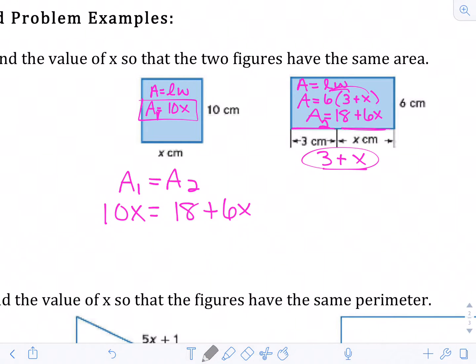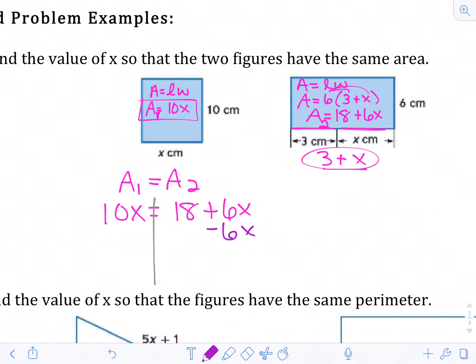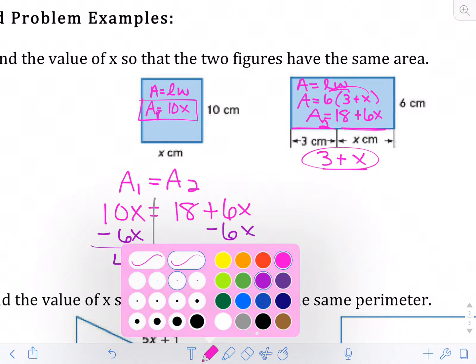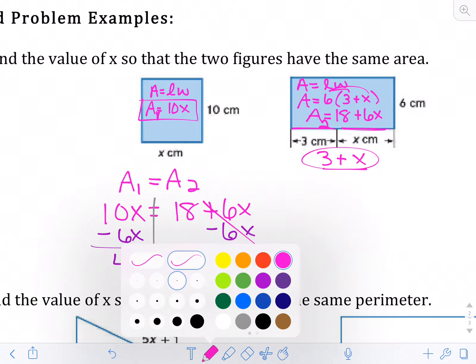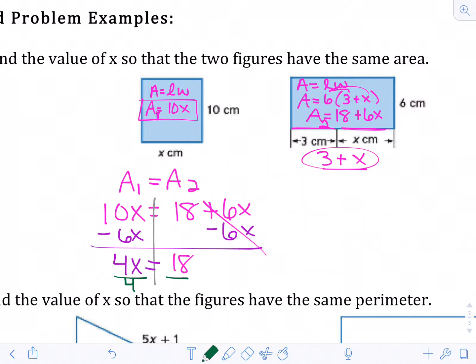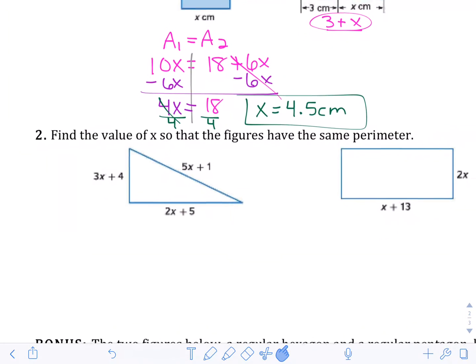So what I'm going to do is, again, draw my line. I'm going to subtract my 6x from both sides. 10 minus 6 is 4. So we have 4x is equal to, just bring on down that 18, because these cancel each other out for your zero pair. Divide both sides by that 4, and it's going to give us a decimal. So 18 divided by 4 will come out to 4.5 centimeters. Okay, and again, you can always pause this, rewind it, etc.